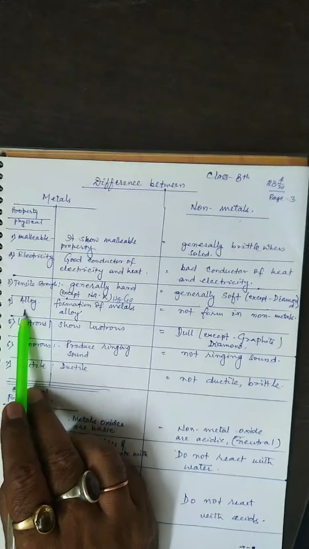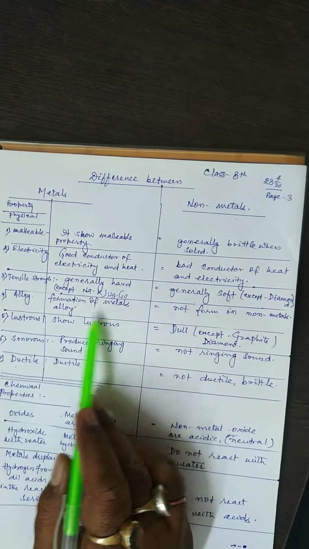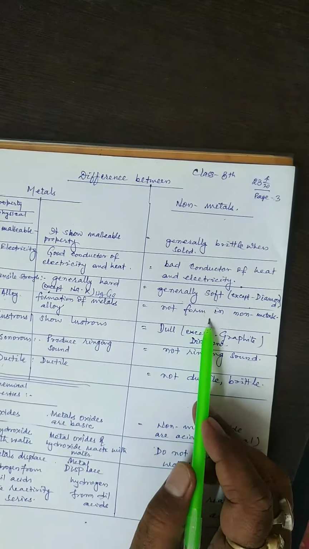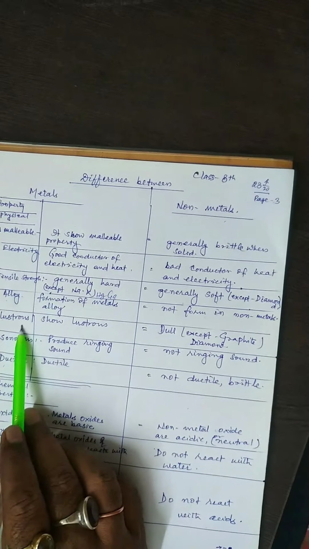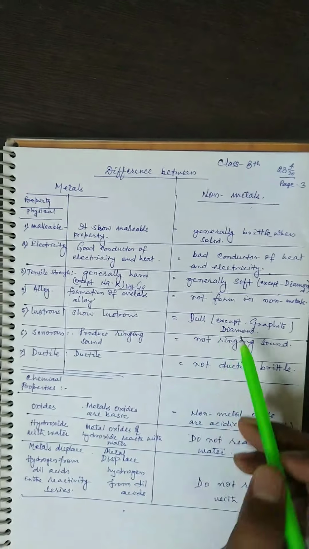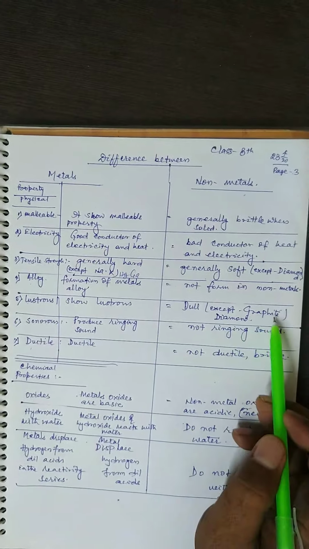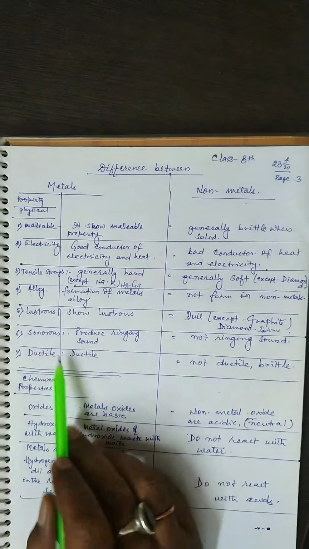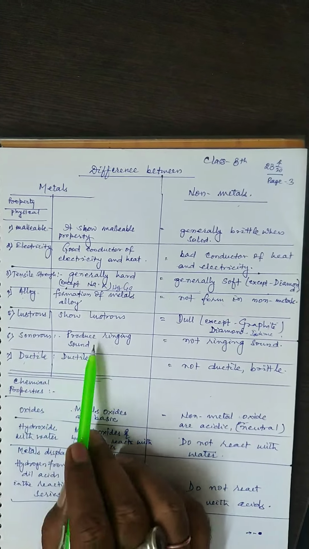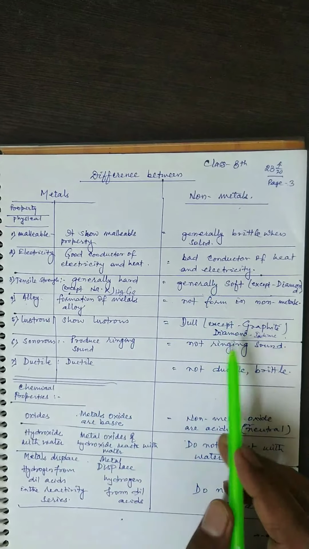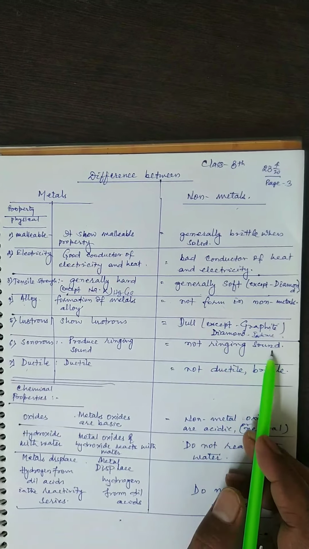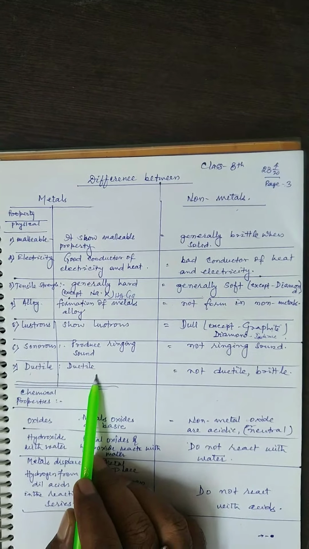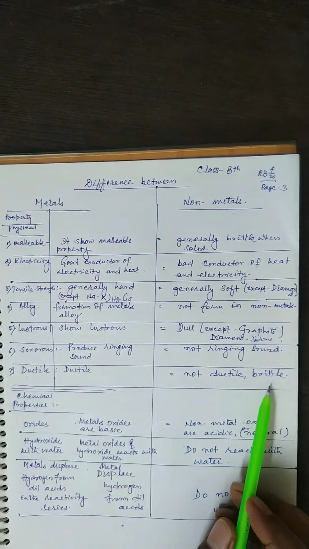Alloy: formation of alloy is shown by metals. Non-metals do not form alloys. Lustrous: metals show lustrous property. Non-metals are dull in nature, except graphite, diamond, iodine. Iodine shows lustrous property. Sonorous: metals produce a ringing sound, and non-metals do not show ringing sound. Ductile: metal is ductile. We can draw a wire from the metals, and non-metal is not ductile. It is brittle in nature.